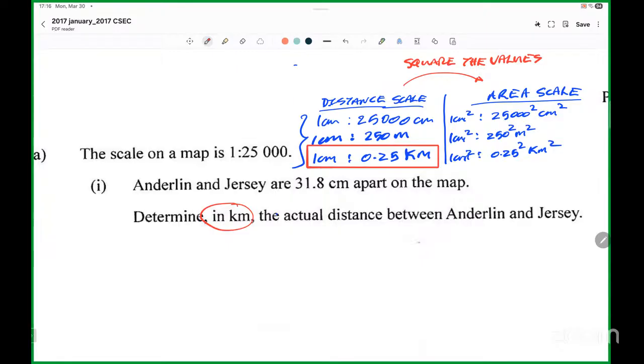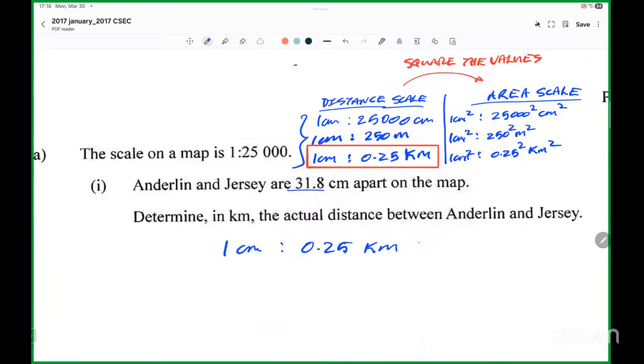Work with the kilometer scale. That's what they're going to be working with, the kilometer scale. And that's all I have to do. But I want the distance in kilometers. So work with the one that gives you centimeters to kilometers. So it is 1 centimeter represents 0.25 kilometers.